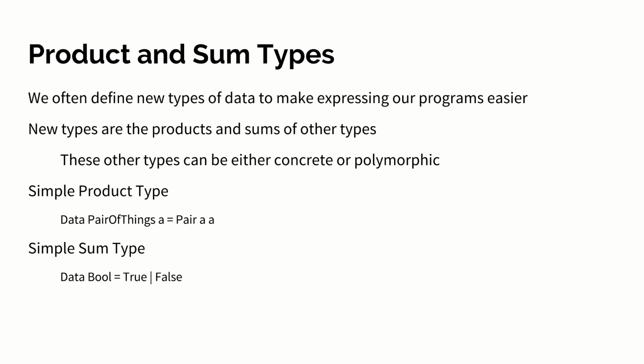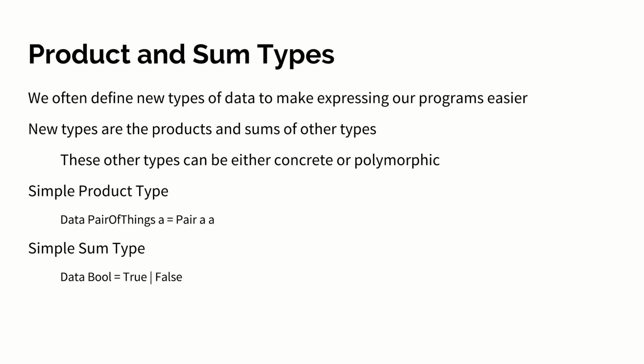So newly defined data types can be the product of other types or the sum of other types. Now, these other types can either be concrete or polymorphic. For example, a simple product type is shown here. It can basically take on a value that contains two values of some other type, and the two values must be of the same type.